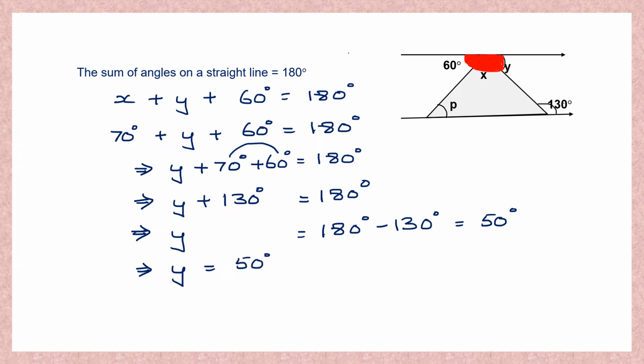So now we have found the value of all the angles. We have found the value of angle X to be 70 degrees, angle P to be 60 degrees, and angle Y to be 50 degrees. So we have found all the unknown angles in this figure.